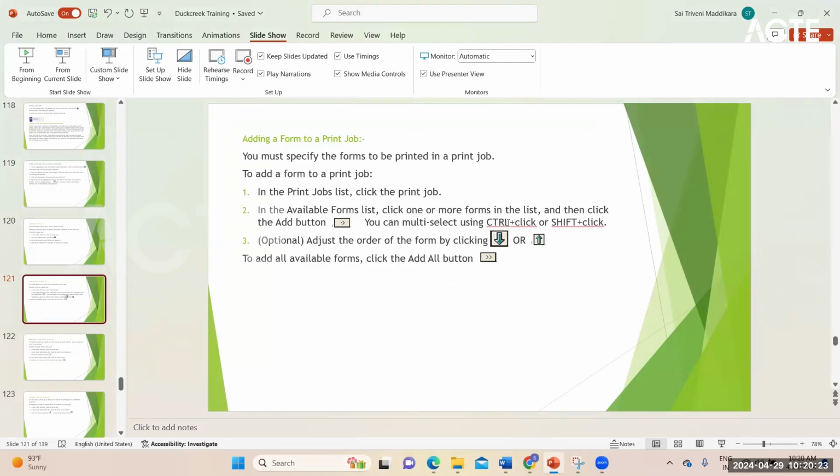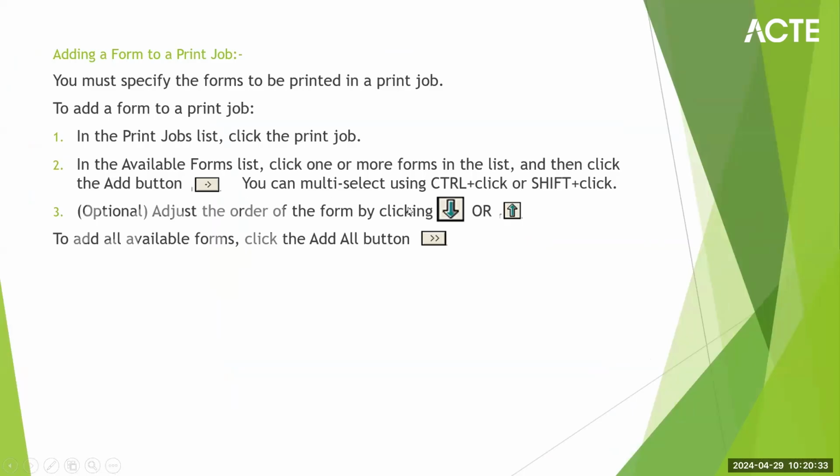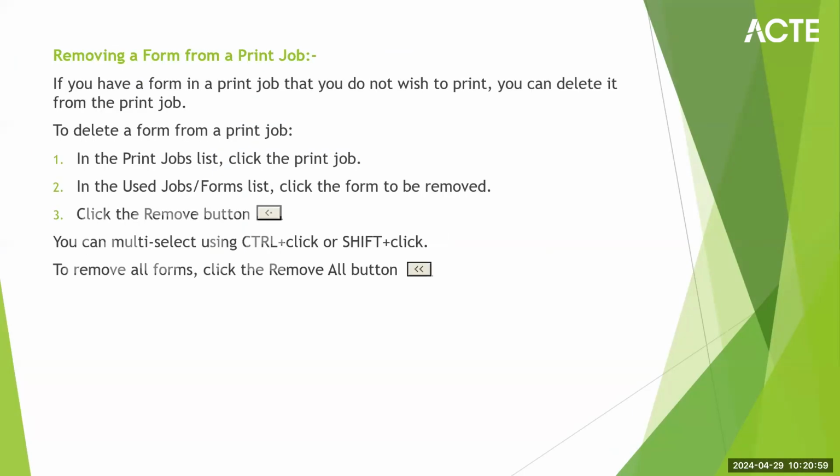You can add multiple forms as well, by selecting with control click or shift click. And you can adjust the order of the forms by clicking the down arrow or up arrow. This is basically for, for example, in the quote letter, the form you added should be in the second page, like the second form. In that case, you can give your form name in the second one. You can move it up.